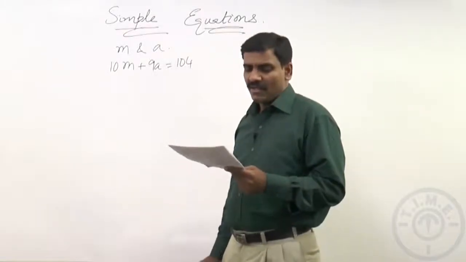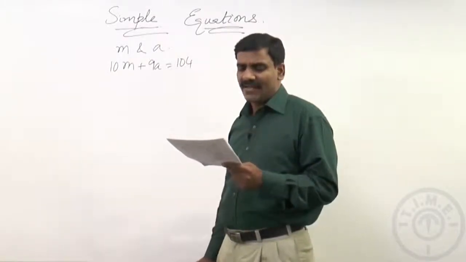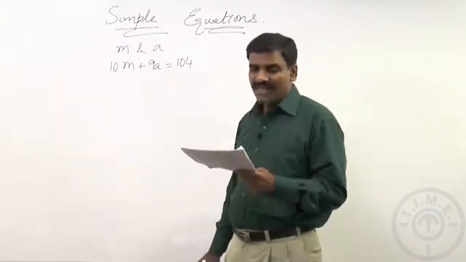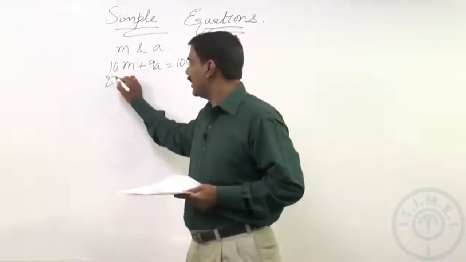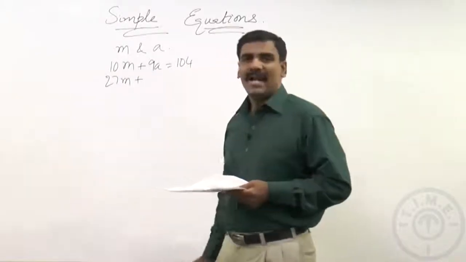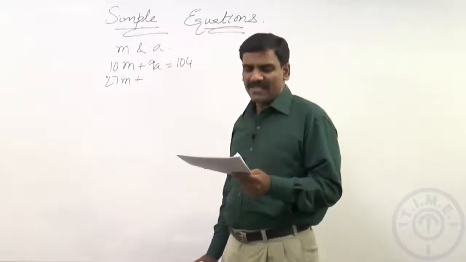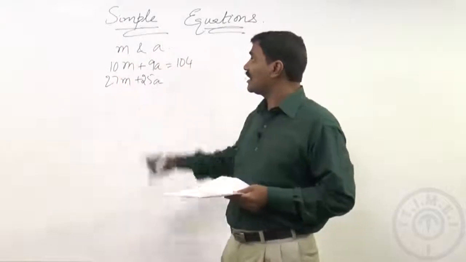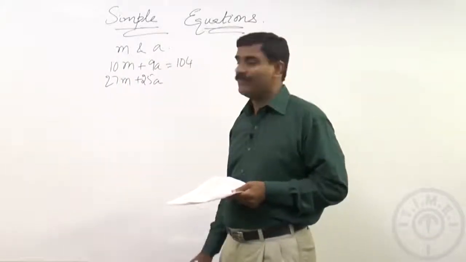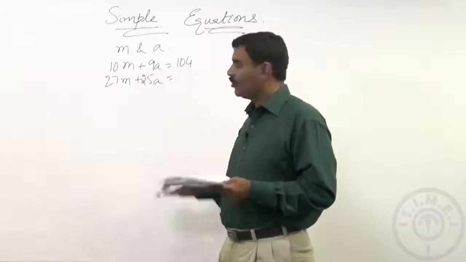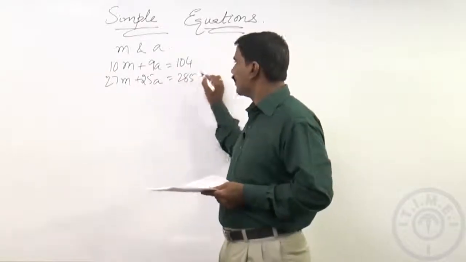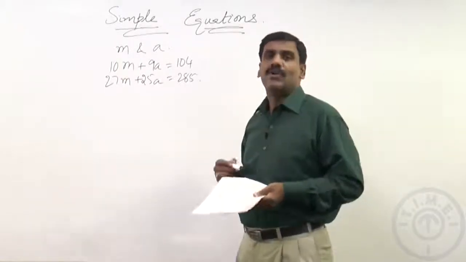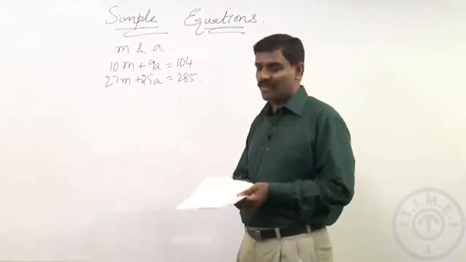Second one, the cost of 27 mangoes and 25 apples is 285 rupees. If one mango costs m, 27 mangoes will cost 27m. If one apple costs a, 25 apples will cost 25a. So the sum of the total cost according to us is 27m plus 25a. This is what is mentioned as 285 rupees. Right, and we are looking for a combination of variables like 3m plus 2a: how much do 3 mangoes and 2 apples cost?